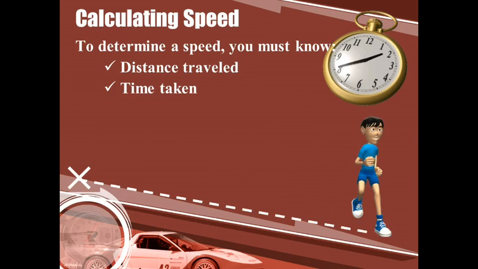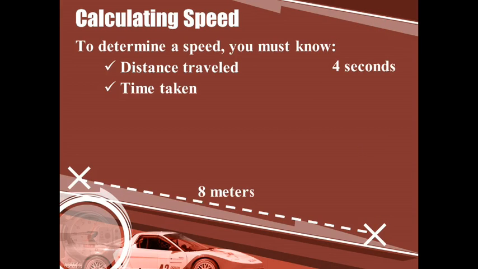So there's our guy jogging. He just ran. Ooh, buddy. He just ran pretty far. He ran 8 meters. It took him 4 seconds to run that 8 meters. Now we have a distance. We have a time. We can calculate our speed, because speed is distance divided by time.